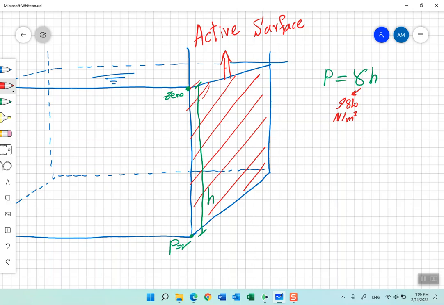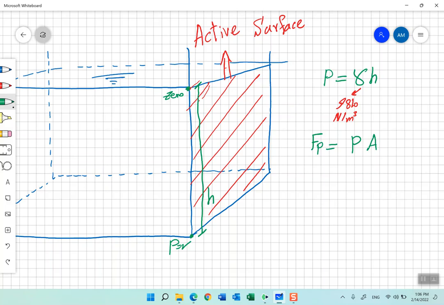So how can I get the force on this surface, FP? FP is basically the pressure multiplied by the area of this section. I said before that the pressure is variable. It starts at zero at the top of the surface, and it reaches P at the end. So which value of pressure should I take?